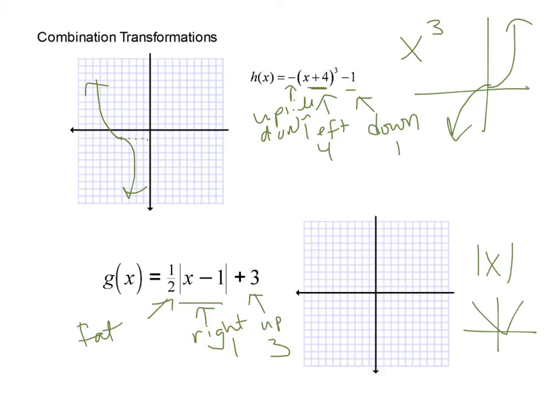So we go right 1, up 3, 1, 2, 3. So my vertex is going to be there. But I also kind of think of it as slope when it's absolute value. It's easier for me to think of it that way. It's up 1, right 2, up 1, right 2. And if you can see, it's making it a lot wider or fatter.